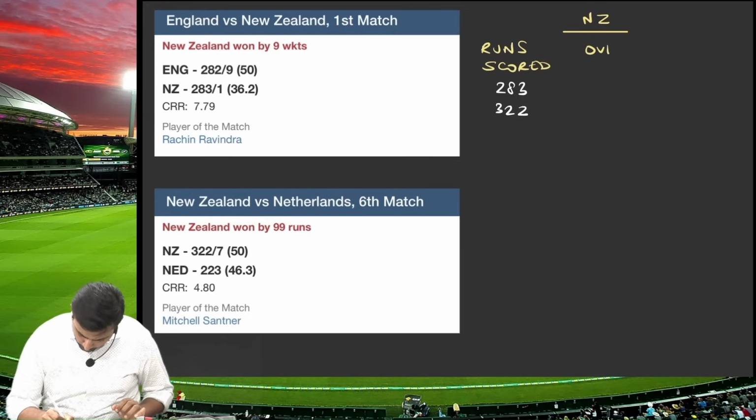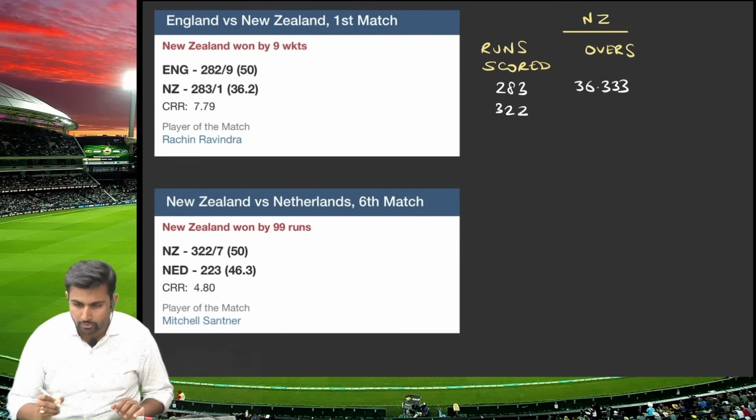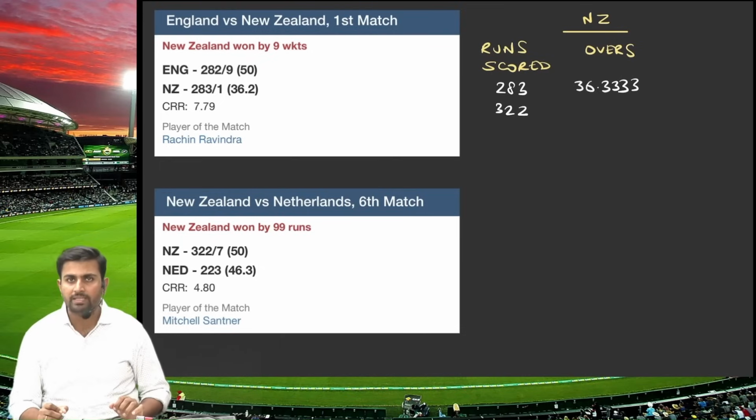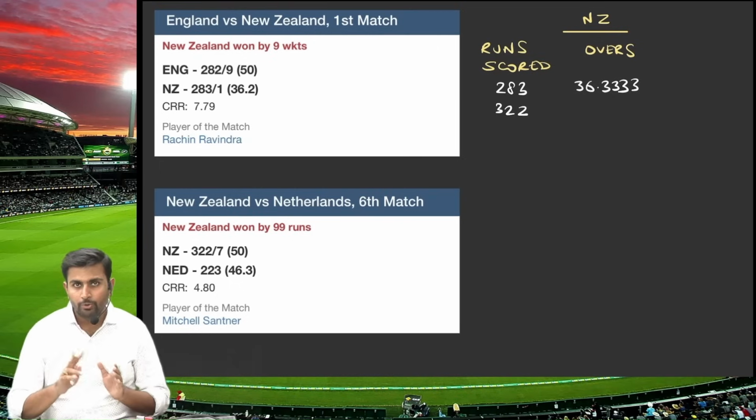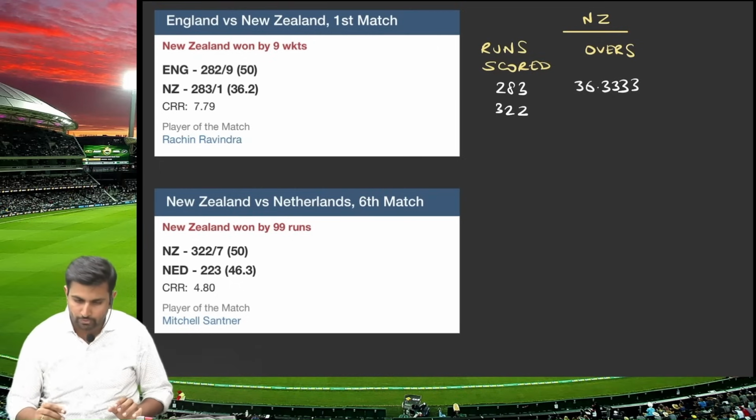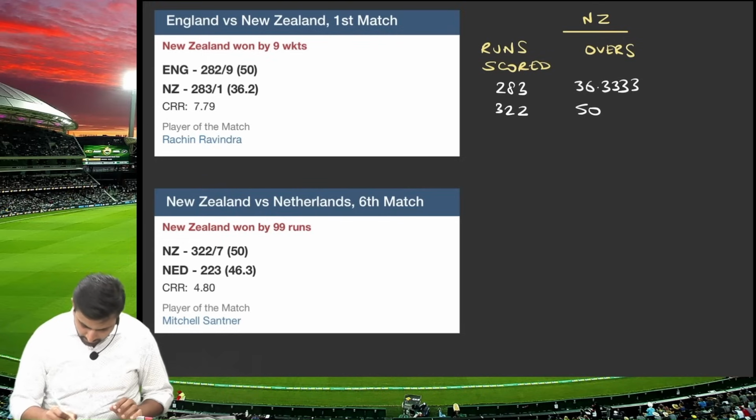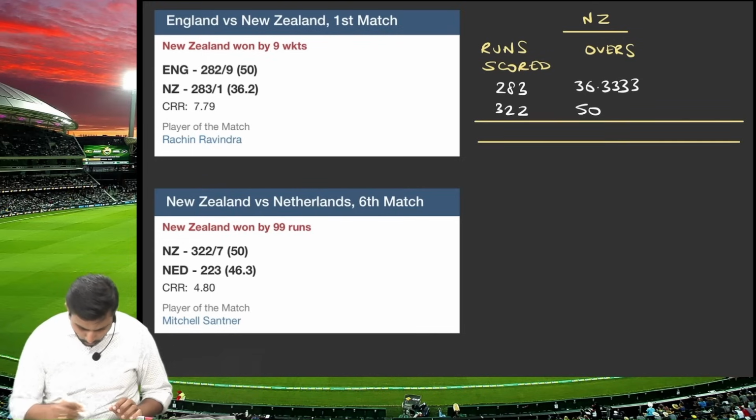So number of overs played by New Zealand was 36.2 in their first match. For calculation I will write it as 36.3333 overs, because 2 balls in an over means 1/3 of an over. And in the next match they played completely 50 overs. So this will give us total positive run rate, and then we will compare this with number of runs conceded with respect to the number of overs that they have bowled.